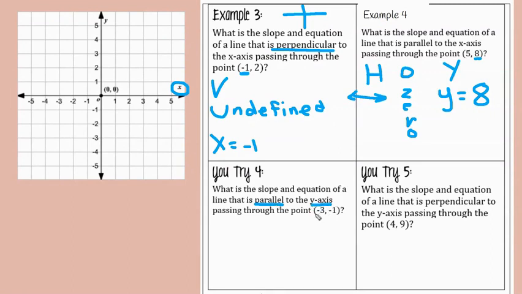To the y-axis, and it's going to pass through -3 and negative 1. So it's parallel to the y-axis. So that means it's going to be up and down, up and down. And it's going to pass through points negative 3 and 1. So because it's up and down, I'm going to use bucks. Vertical, it's vertical, undefined slope. You can write out undefined. I'm just going to circle U to know it's undefined. And it's x equals negative 3.